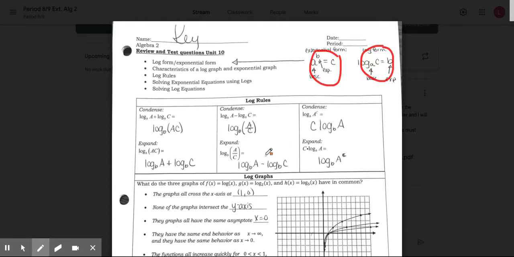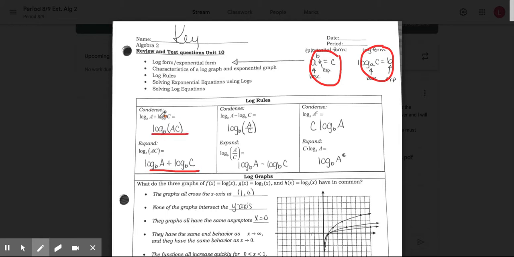All right, your log rules. So there's only 3 log rules, but you can use them in 2 ways each. So here you're condensing these 2 logs and making it 1 log. Here it is 1 log and you're separating them into 2 logs, right? So this is expanding it, this is condensing it, but it's the same rule.